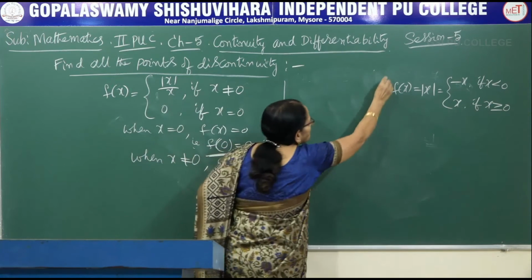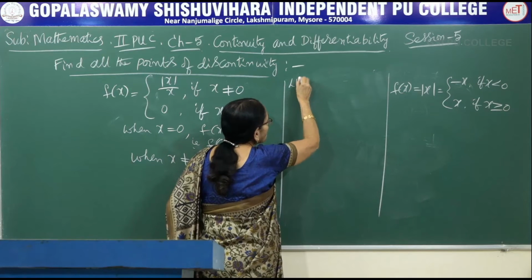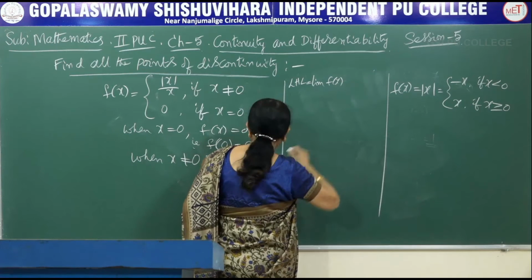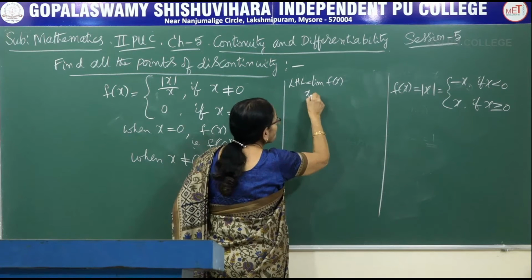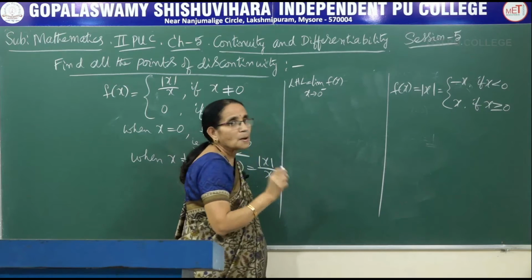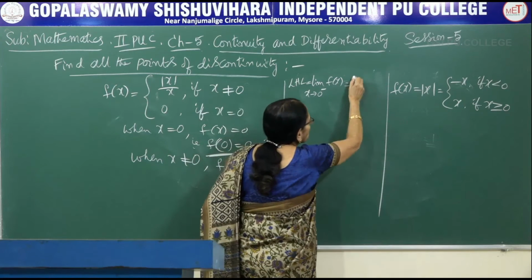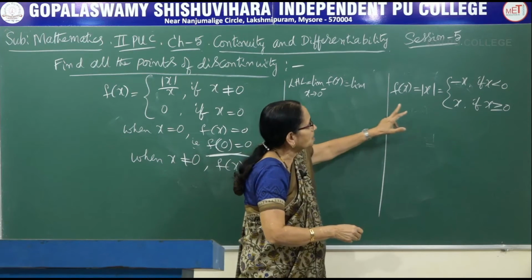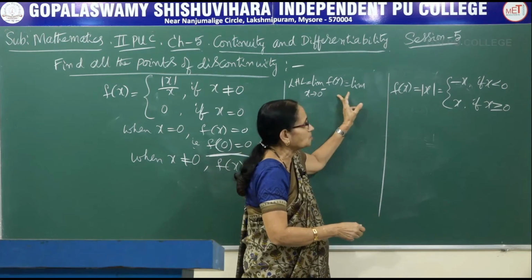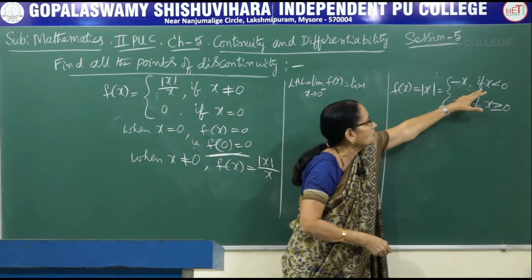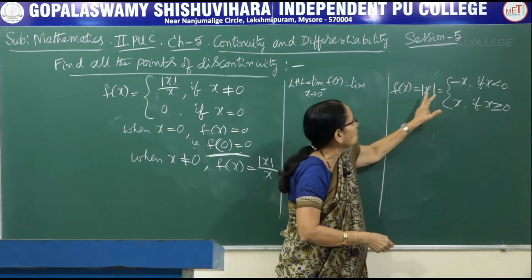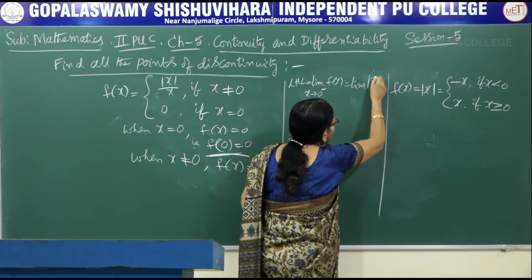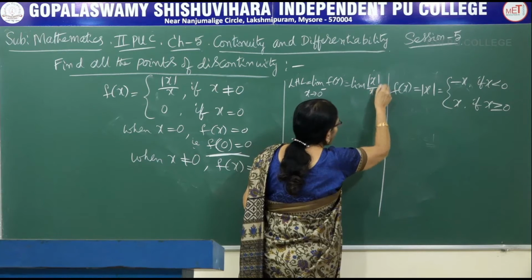Now we have to consider the left hand limit. Left hand limit equal to limit of f of x. At 0 we are calculating as x tends to 0 minus. That would be equal to limit of, see here x is tending to 0 minus, which means we are considering this function when x is less than 0, where mod x can be written as minus x. So you have to write limit of mod x by x.